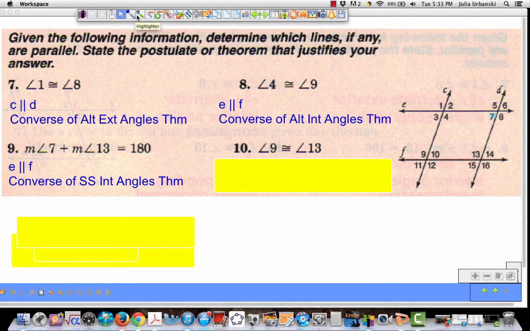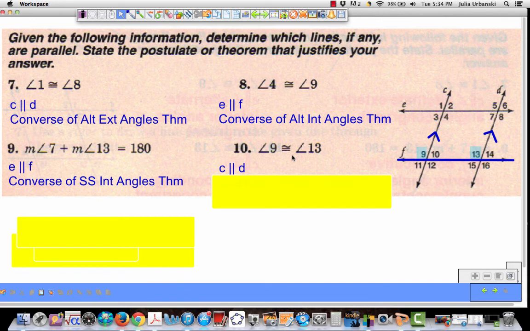9 and 13. First of all, get in your mind what the transversal is. What's the line that cuts through both of them at the same time? That's line F. F is the transversal. Now, what are the two parallel lines? Line C goes through angle 9 only, and line D goes through angle 13 only. These are the two parallel lines.